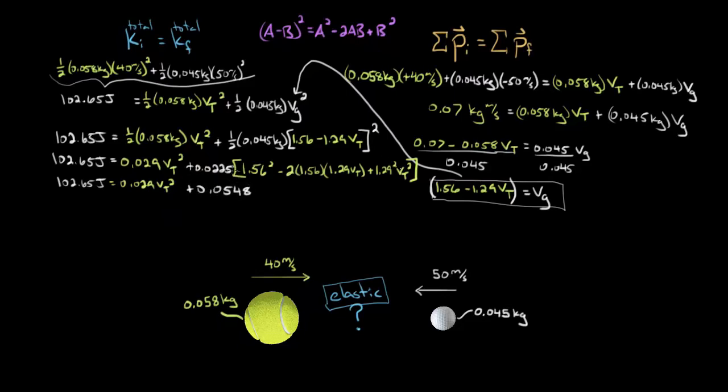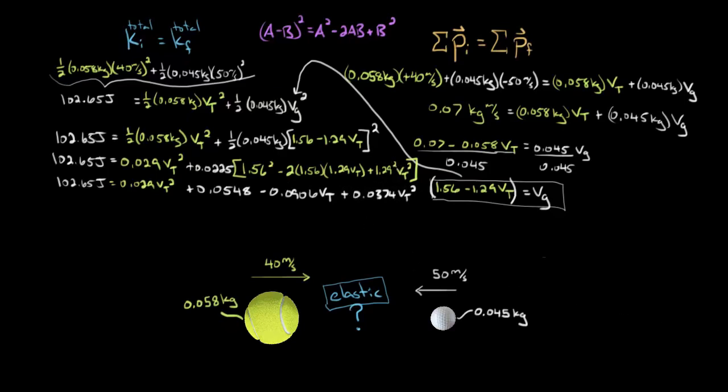That's what 0.0225 times 1.56 squared is. Then I'll get minus 0.0906 VT. That's what 0.0225 times this whole quantity is. And then finally I'll get plus 0.0374 VT squared. That's what 0.0225 is times this quantity right here.